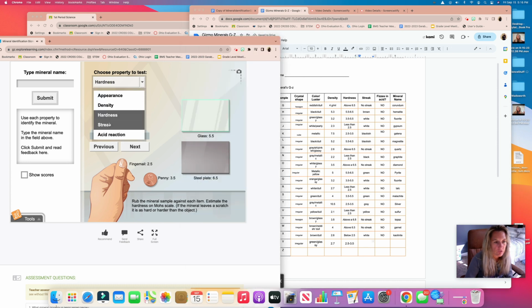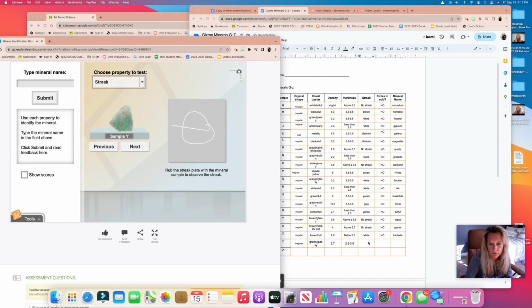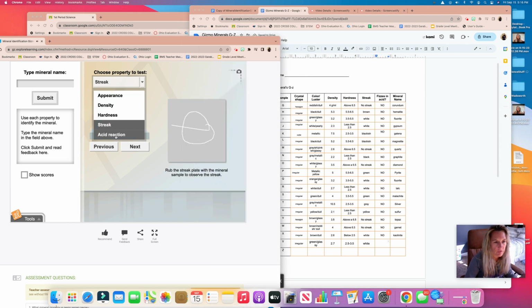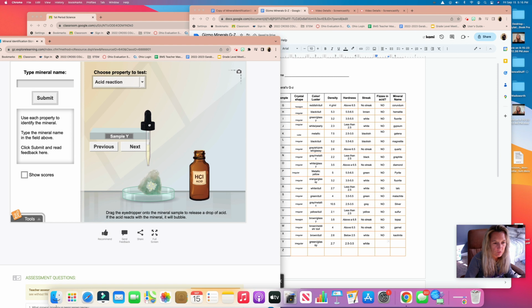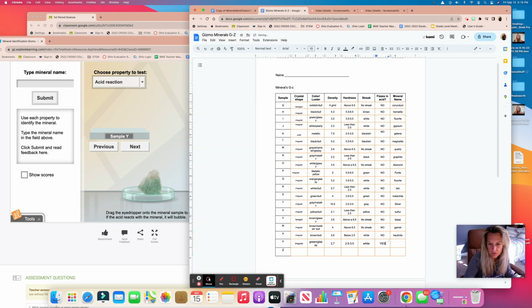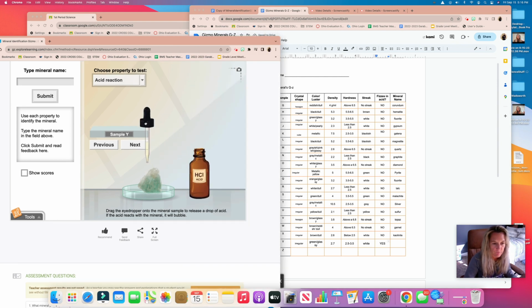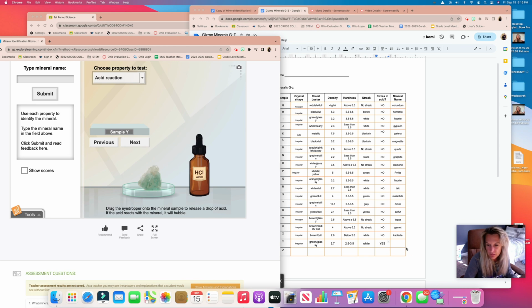All right, let's try the streak. Streak's white. Let's try the acid reaction. Ooh, it does react. Yes, it does. We saw bubbles. Let's see that again, just because that's fun. All right, we definitely got a reaction.